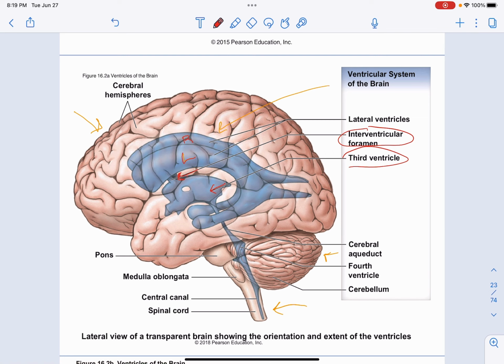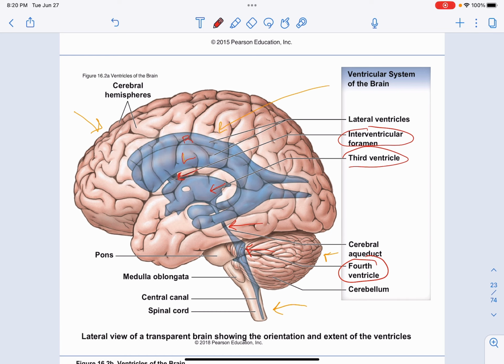And this is connected by a narrow canal called the cerebral aqueduct. That's right here, the cerebral aqueduct. This is the aqueduct of the midbrain. It passes through the midbrain and then connects with the fourth ventricle, which is right here.